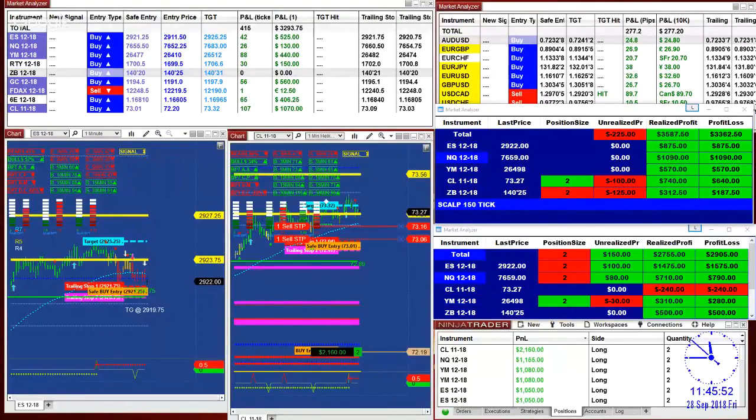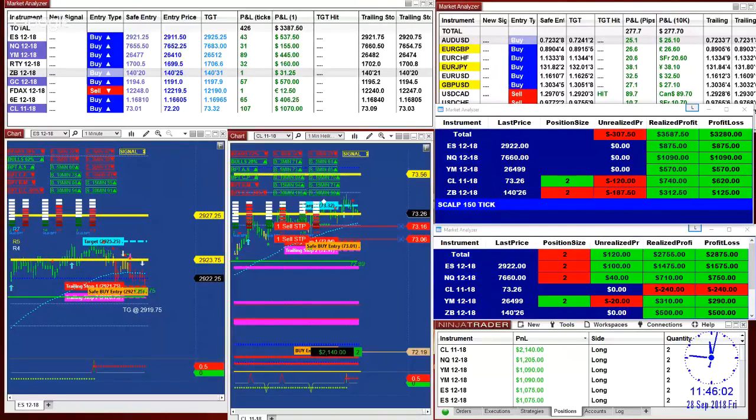The market now is turning around, folks. And then we have the ES. It's fixing to give us a new signal.